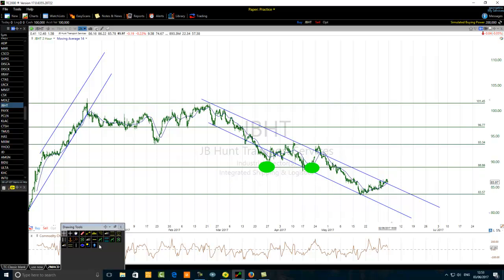Or better, if you were here and you see that the price retests the top of the declining channel on the 2-hour time frame, now you're going to switch. If you were here, you will switch to the 15-minute time frame, looking for weaknesses.